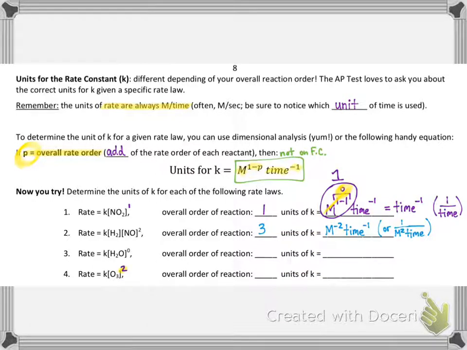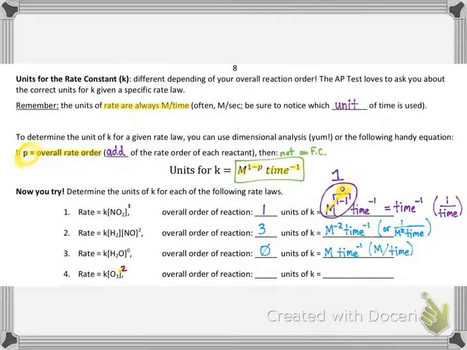All right, the second example was third order overall, which means the units of k are going to be M to the -2 times time to the -1, which is just 1 divided by molarity squared times time. All right, the next one. Well, in this case, this was a 0th order reaction. So the units of k are going to be exactly the same units of your rate, molarity divided by time.